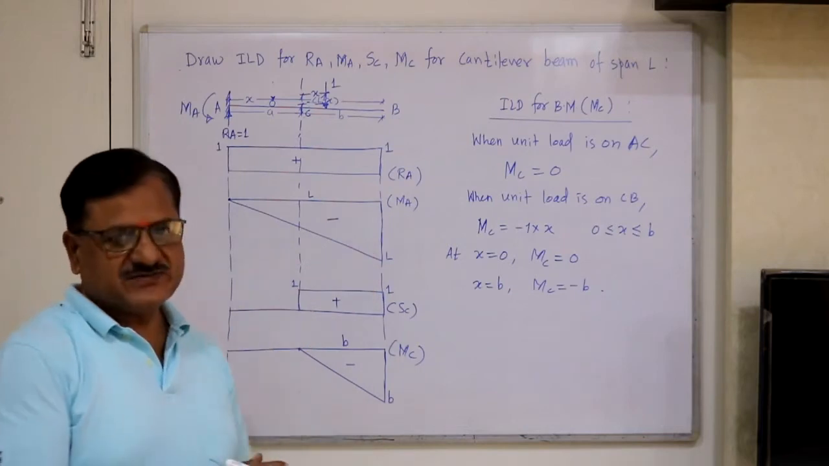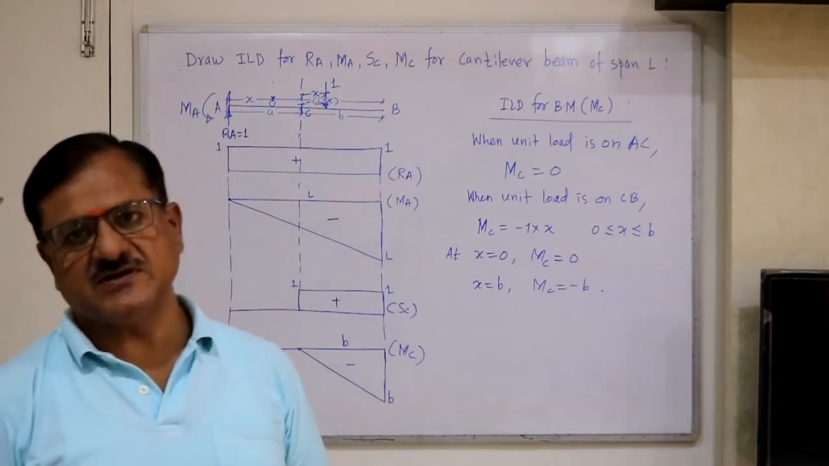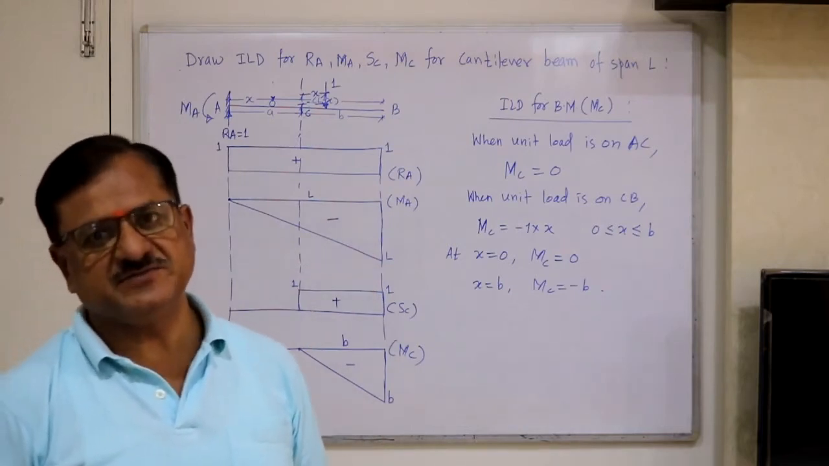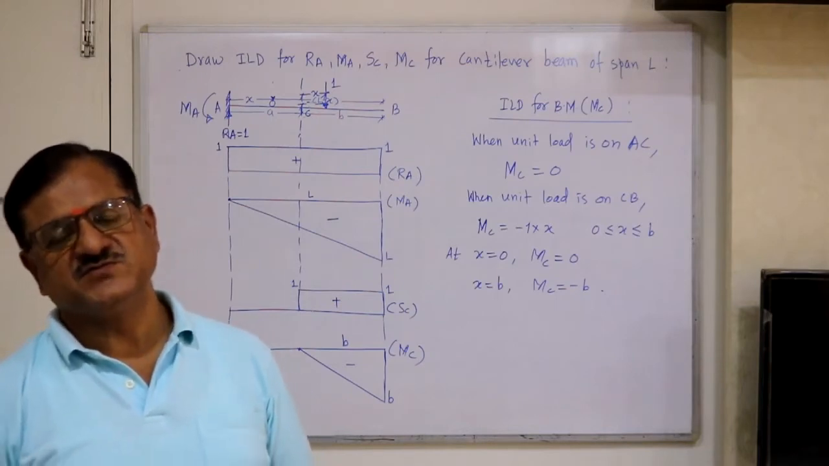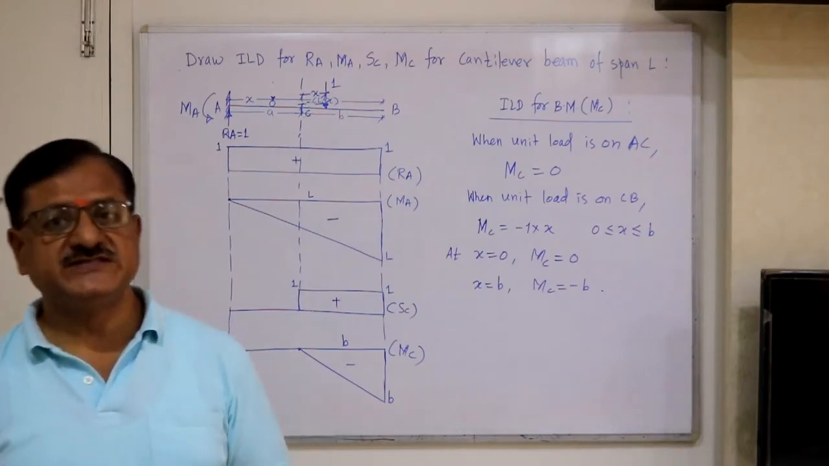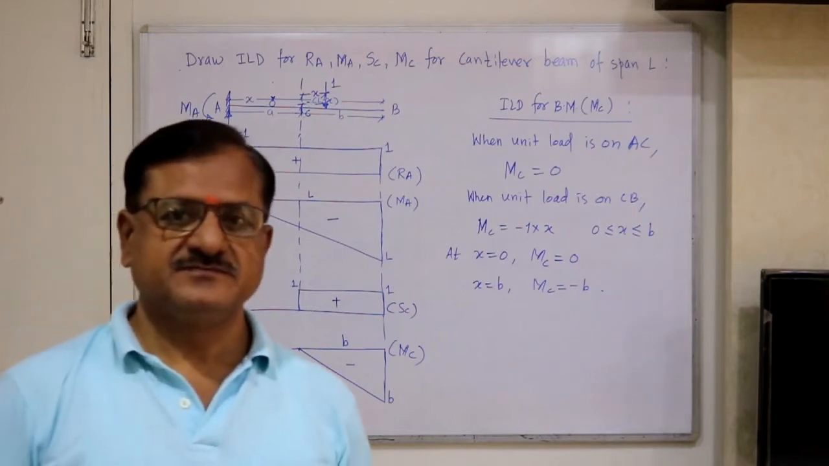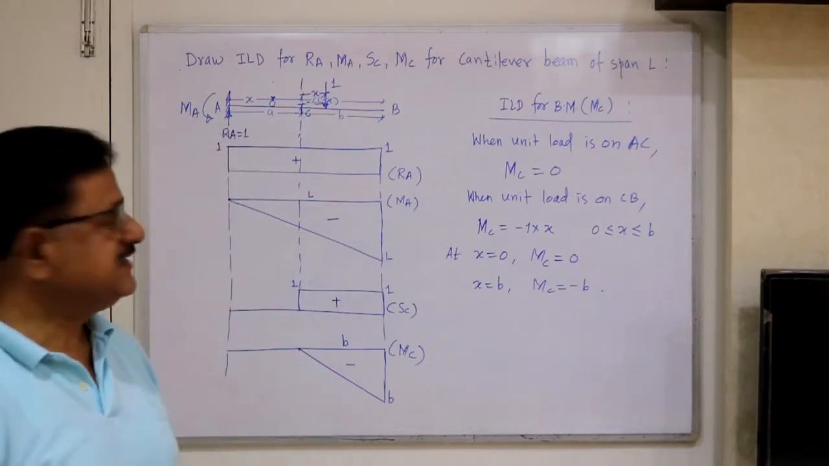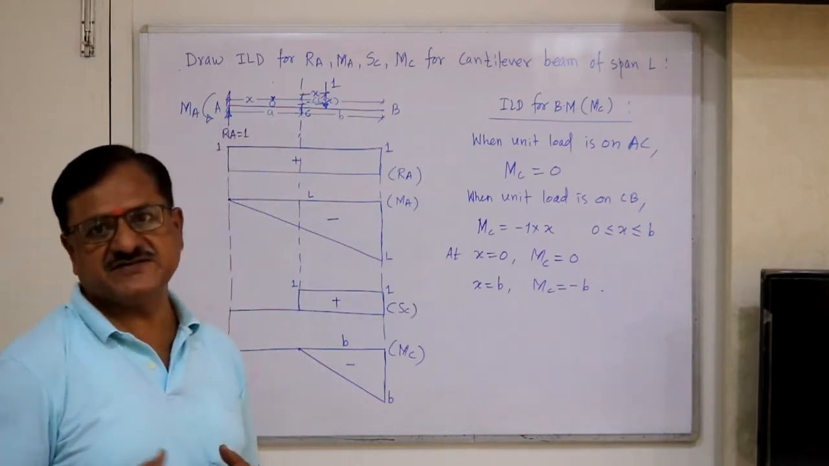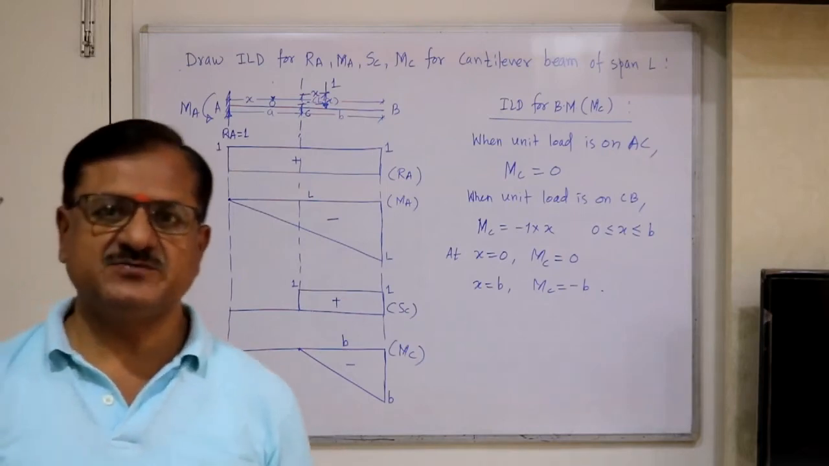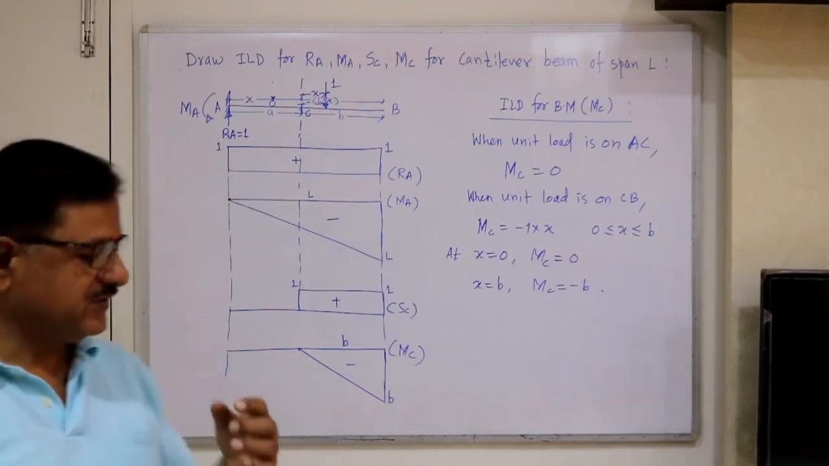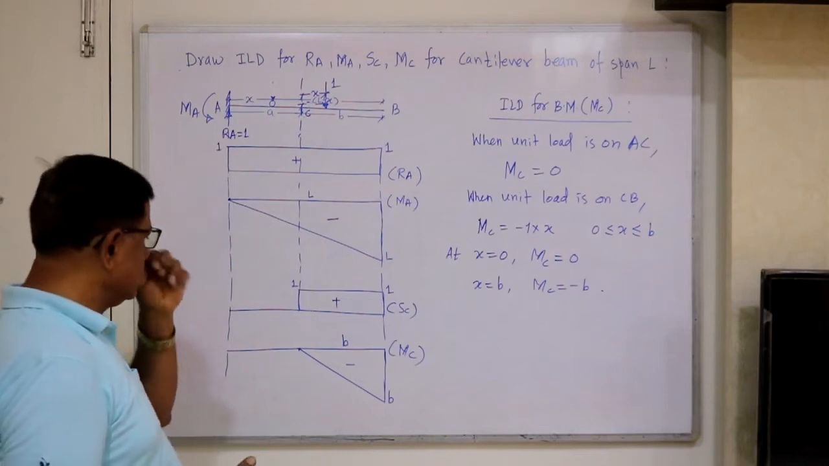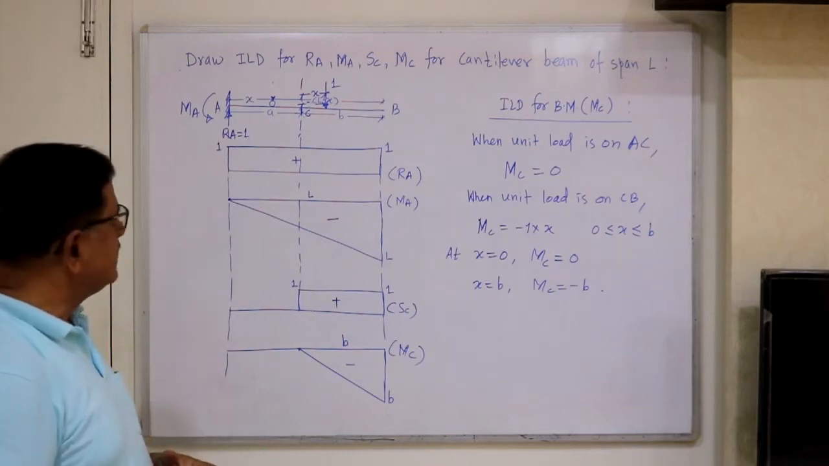Now these ILDs, the possible ILDs for simply supported beam and cantilever beam, we have constructed by using calculations, by establishing the relations between the structural function and the position of the moving unit load. So we have constructed the influence line diagrams.